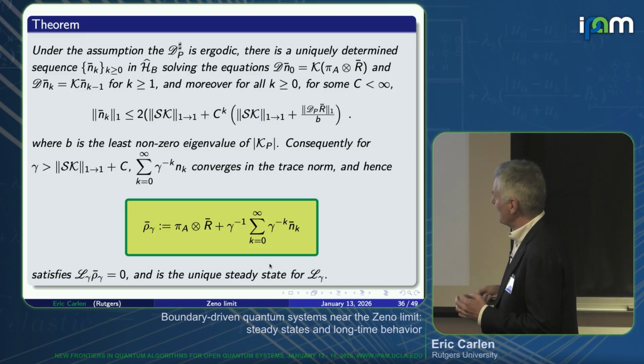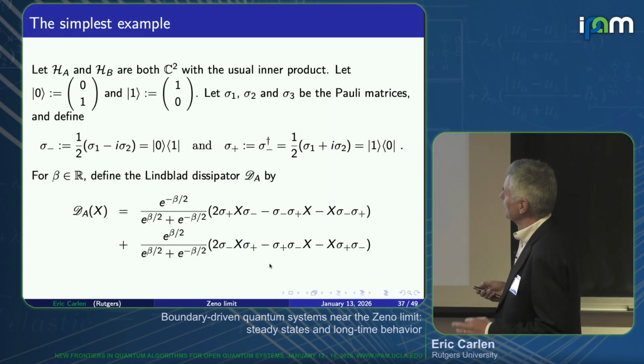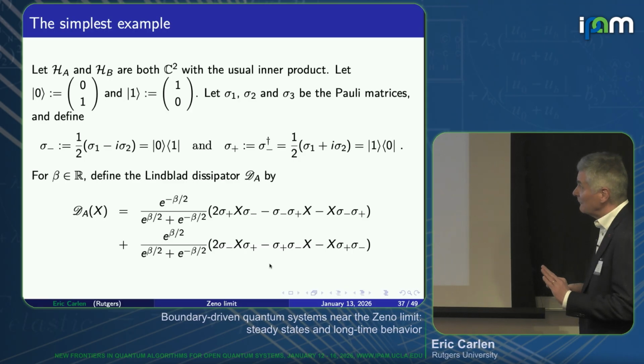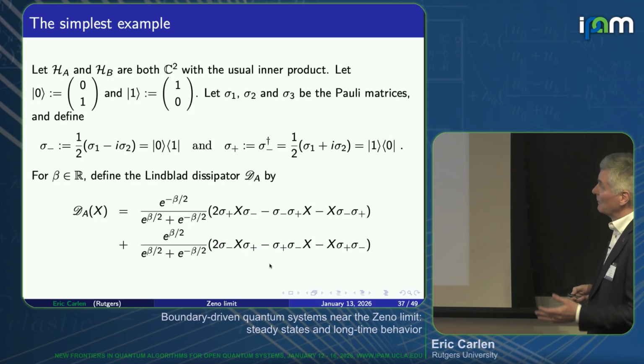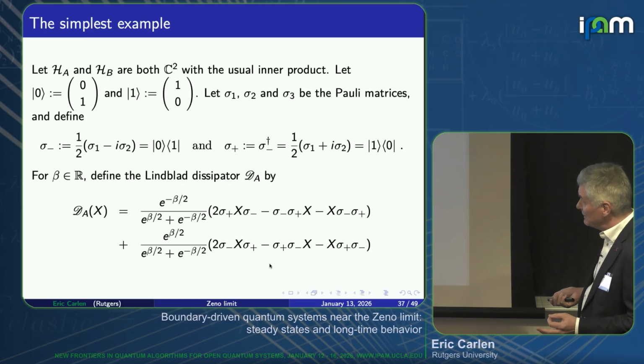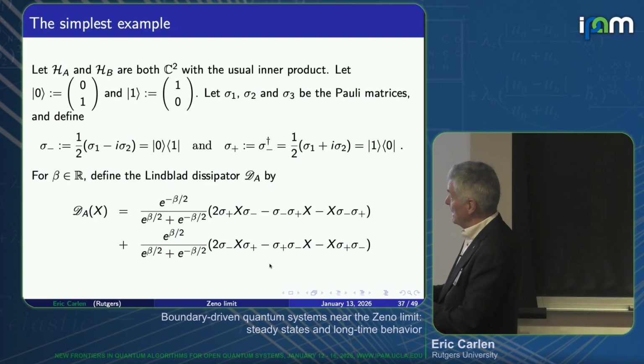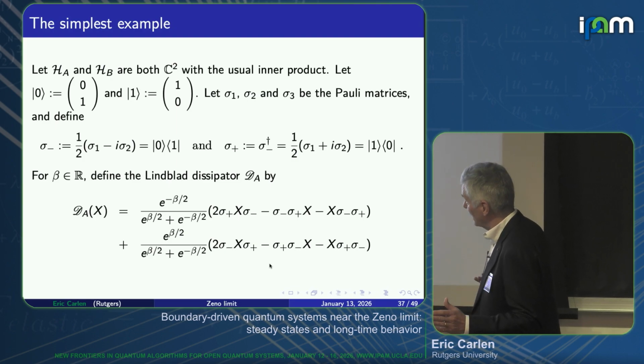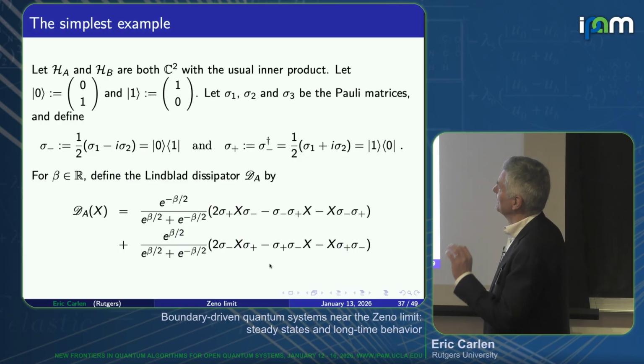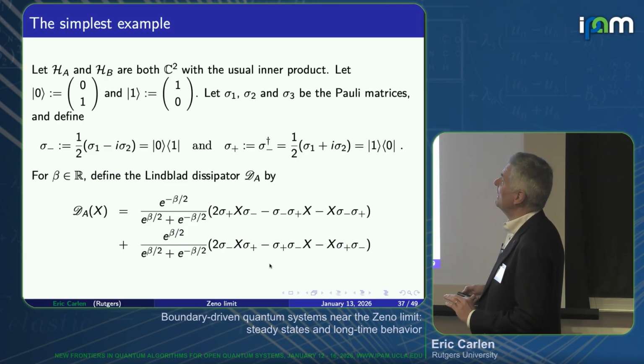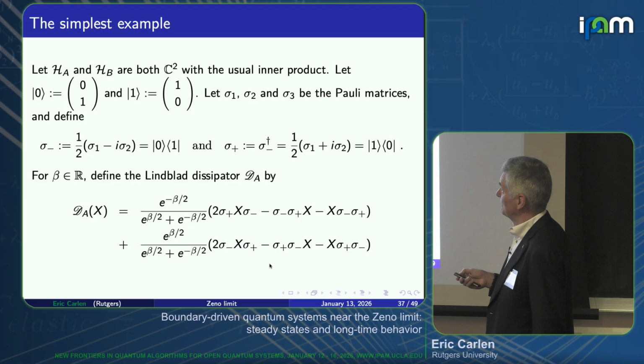So let's look at a simple example. There's a follow-up paper we're doing, which is a fermionic spin chain example with the H_B having arbitrarily many sites, but that gets a little complicated. Let's look at just the simplest example and see how you compute these things, just to wrap things up.